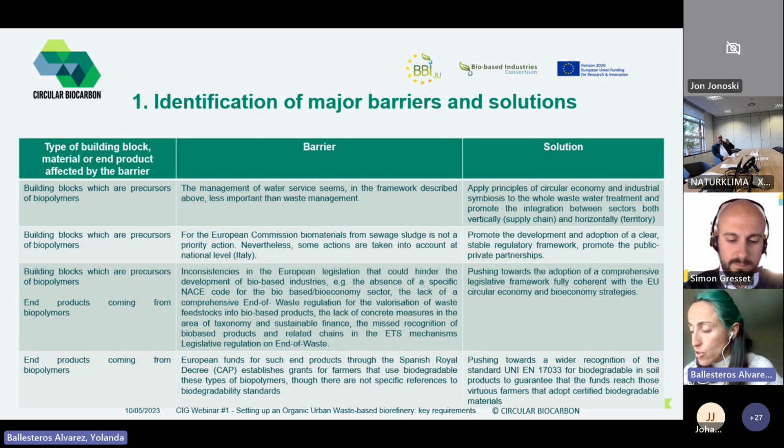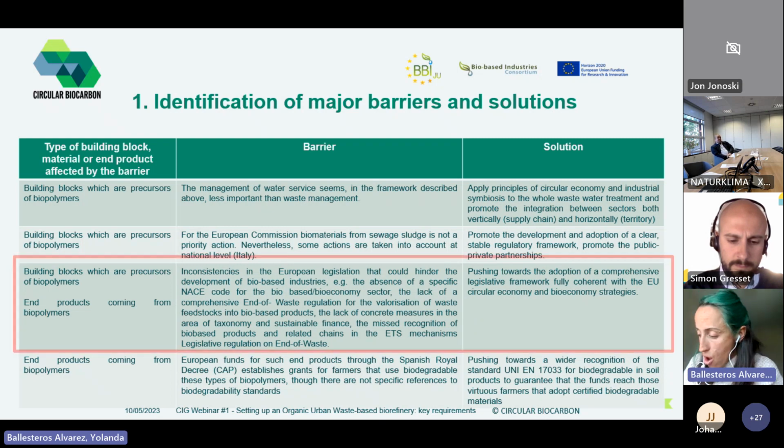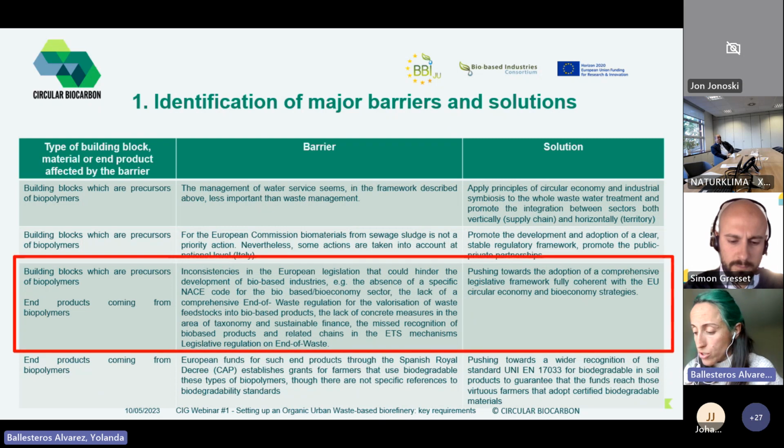Our questionnaire focused on barriers, as I have said, related to the legal or the regulatory environment, and some of the most relevant of these barriers have to do with the lack of a clear legislative framework, as is the case of the building blocks which are precursors of biopolymers, or the case of the end products coming from those biopolymers. In those cases, the solution which was proposed for the barrier was to push towards the adoption of a comprehensive legislative framework fully coherent with the EU circular economy and bioeconomy strategies.